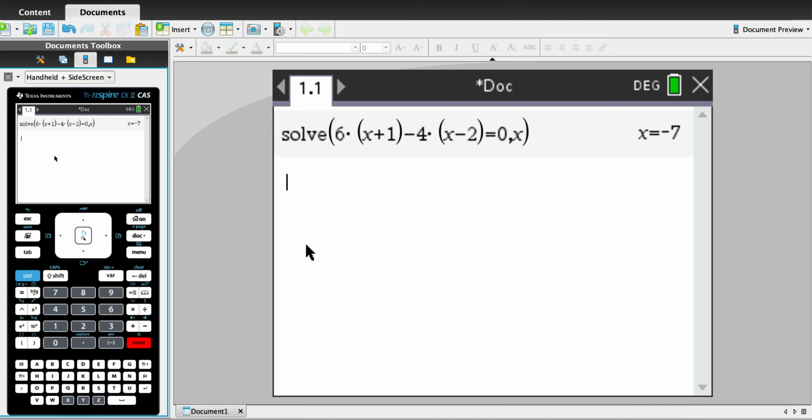Okay, so I like to just check I've typed it in correctly. So I've got 6 times (x plus 1), take away 4 times (x take 2) equals 0, comma x, and then I've got x is -7.